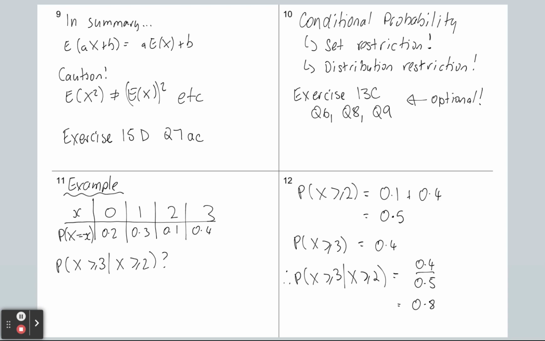And that kind of feels right, doesn't it? If we know that the probability is in this area here, and it's 0.4 for just this bit here, it kind of makes sense that it would be a fairly high probability that's going to be a 3. It ends up being 0.8.